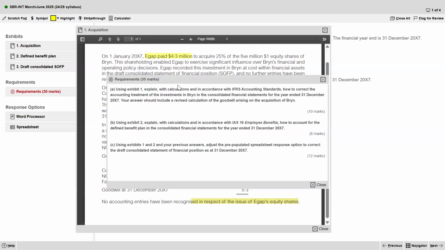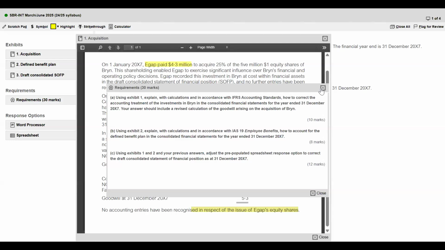So the requirement of the question is, using exhibit number 1, explain with calculation and in accordance with the IFRS how to correct the accounting treatment of the investment in Brine in the consolidated financial statements for the year ended 31st December X7. Your answer should include the revised calculation of goodwill on the acquisition. So what I'll do is try doing the answer on the spreadsheet so that I can share the answer with you people later on.